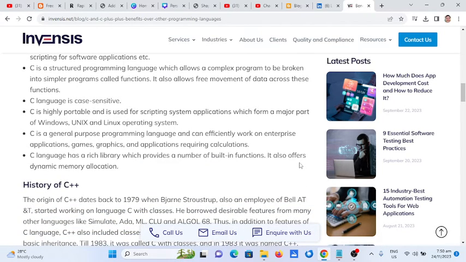C is a general-purpose programming language and can effectively work on enterprise applications such as games, graphics, and applications requiring calculations. C language has a rich library which provides a number of built-in functions. It also offers dynamic memory allocation.